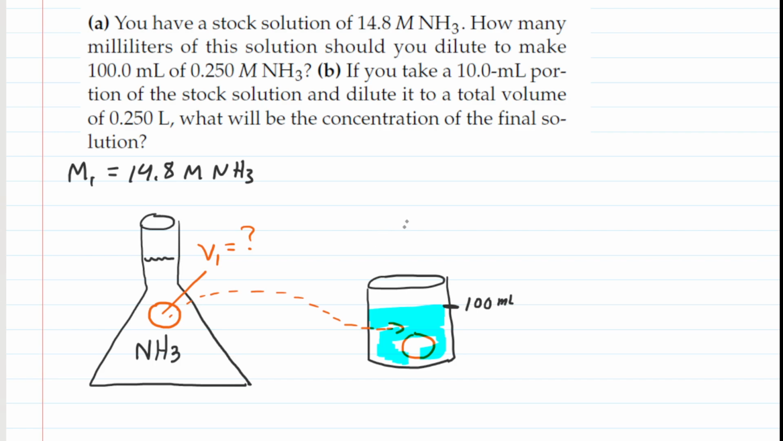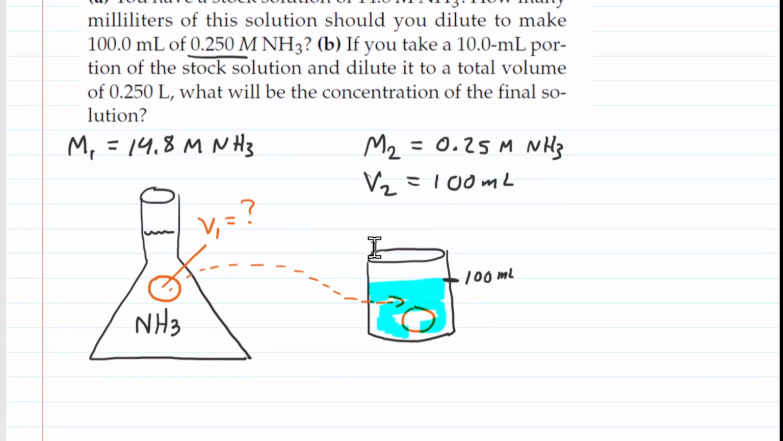So what that would do is dilute the solution into a lower molarity, and that diluted molarity is 0.25. So we know that the molarity in the second vessel is going to equal 0.25 molar of NH3. And we also know that the volume of that solution is going to be 100 mils. What we don't know yet is how much volume to extract from the stock solution. So that's V1, and that's what we're going to be solving for.